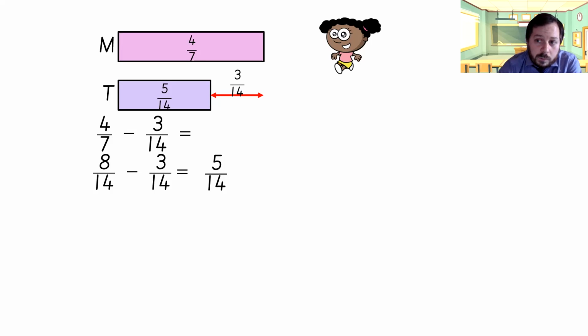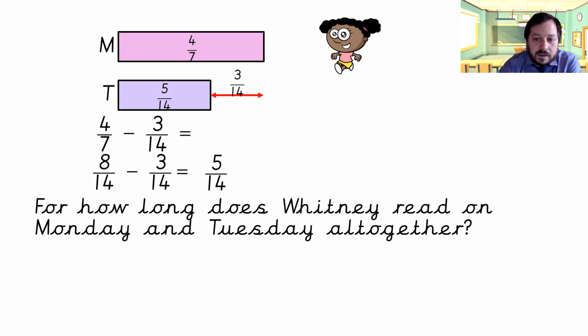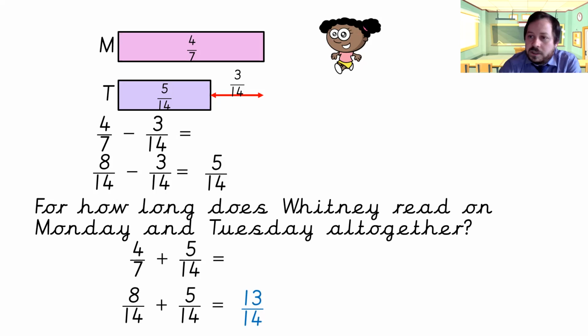And now we can work out how much time she spent altogether. The time she spent altogether is adding them up. So 4/7 plus 5/14. Have a go, see what you think. Yeah, you're right. Changing it into 14ths, timesing it by 2, 8 plus 5 is 13/14. Well done.